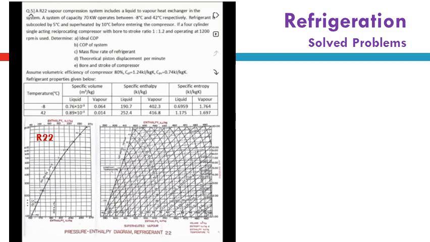Also the refrigerant properties are given in the table below to use the specific volume, specific enthalpy and specific entropy in different units: meter cube per kilogram for specific volume, kilojoule per kilogram for specific enthalpy, and kilojoule per kilogram Kelvin for specific entropy, at the main temperatures in the evaporator and condenser, -8 degrees Celsius and 42 degrees Celsius respectively. The white area is dedicated for your solution, and our solution will be presented in the next slide in different steps.